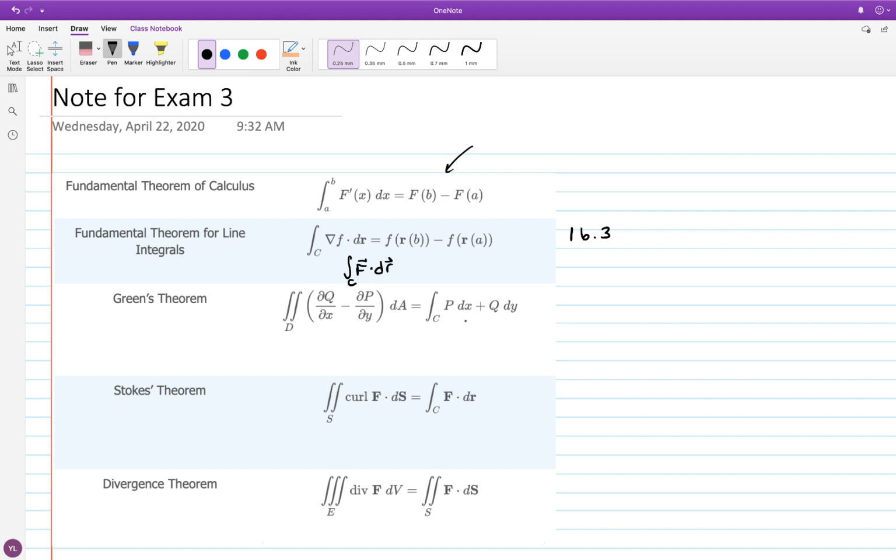And as we see with the theorems in the rest of the chapter, it's the same sort of story. We haven't done the divergence theorem yet. That's the second to last section. But for exam number 3, we're focusing on these theorems and then all the other ingredients that go along with it, like parametrizing surfaces and surface integrals and stuff.